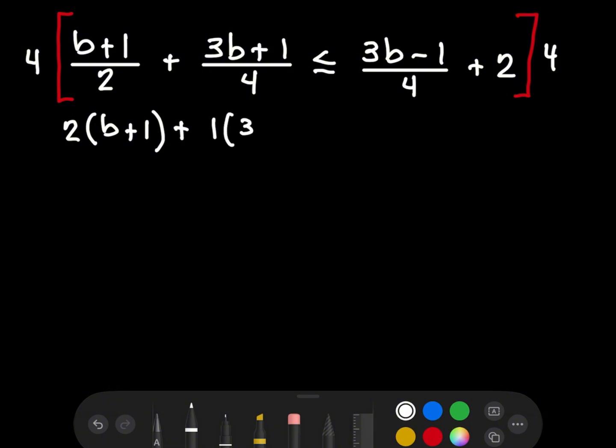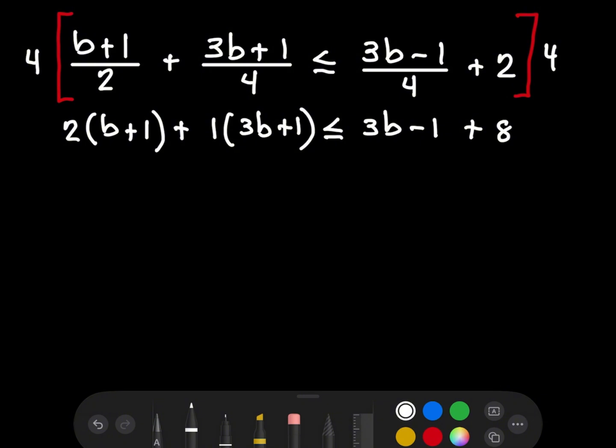And multiply it to 3b plus 1, less than or equal to 4 divided by 4, which is 1. So that is 3b minus 1 when you multiply it by 1. Then plus 4 divided by 4, which is 1, times 2 is 8.